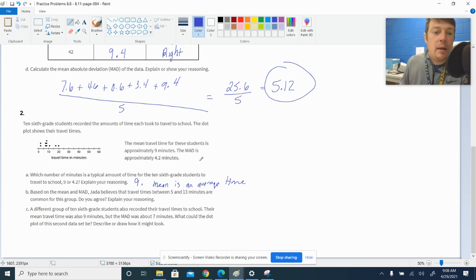Based on the mean and MAD, Jada believes that travel times between 5 and 13 minutes are common for this group. Do you agree? So 5 and 13. Let's see what she did here. I guess it looks like she just took the 9 and went 4 down and 4 above. And since the average distance away from the mean is 4.2, that would make sense. I agree.